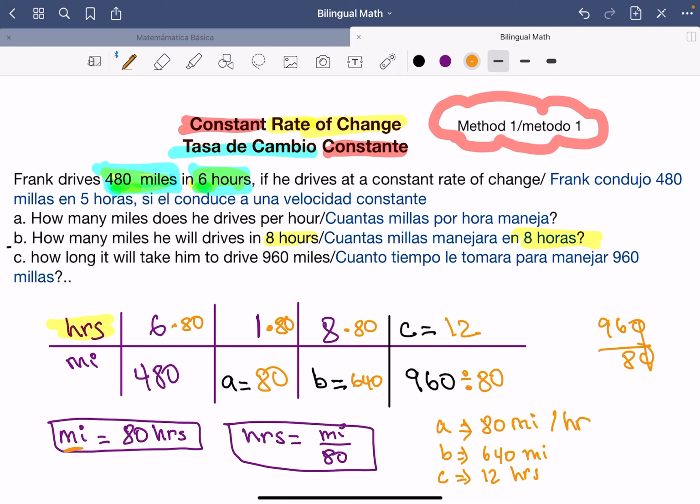Okay, so this is the first method, the first way how to do this problem. Again, in a future video, I will do the same problem using proportion.